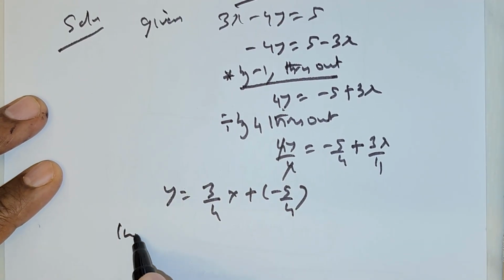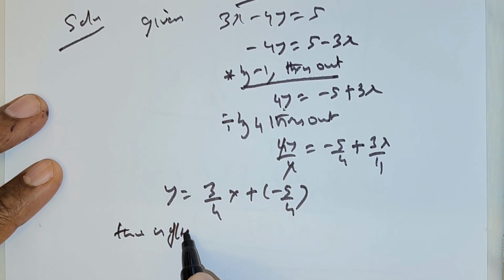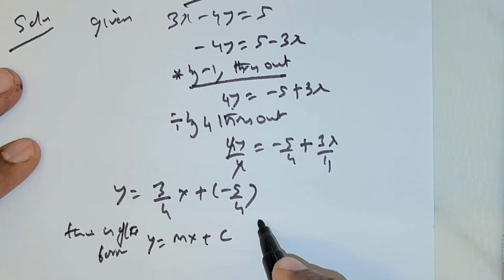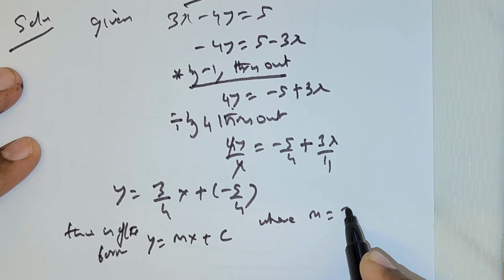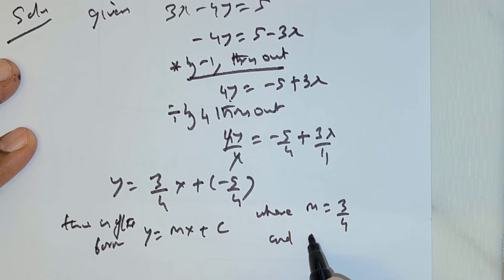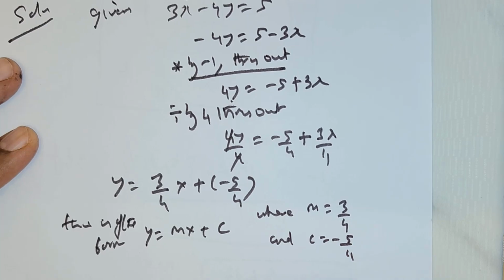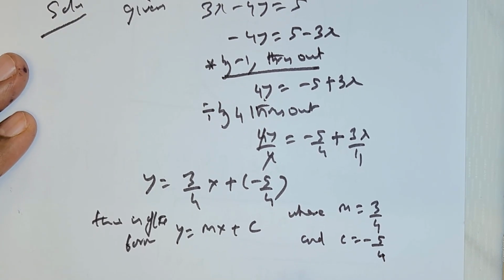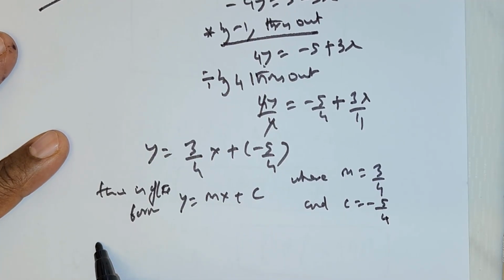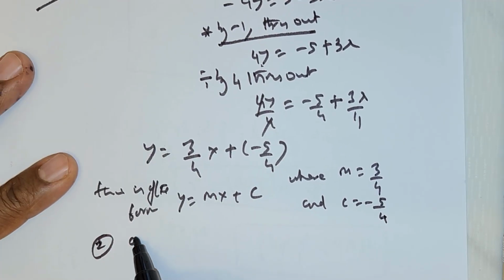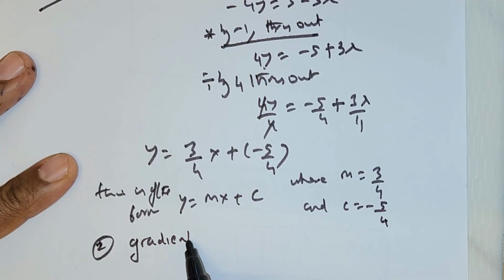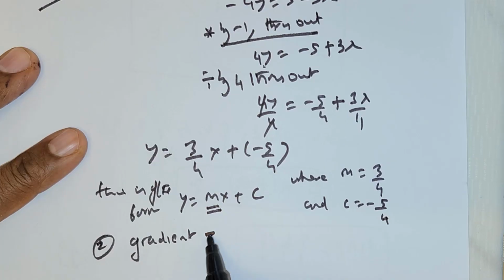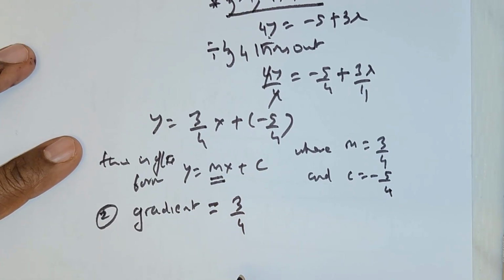Now you rewrite it. So this is of the form y = mx + c, where m is equal to 3/4 and c is equal to -5/4. Okay, so that's the solution for this question. Now they are asking us to find the gradient. Part 2 is the gradient. Now gradient is whatever the value of m. So in this case gradient is equal to 3/4.